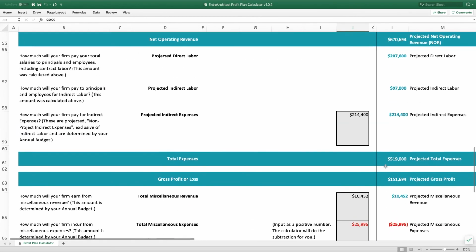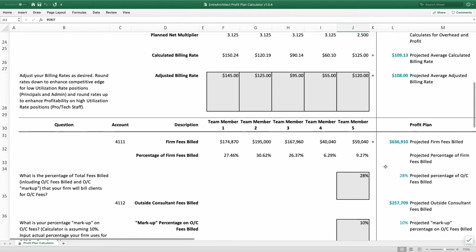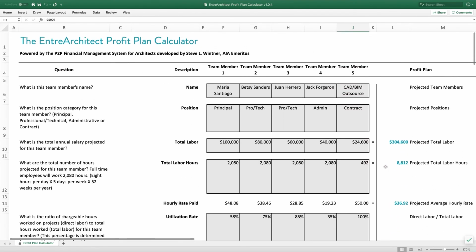And so this calculator is taking all of the information that we've developed with the profit plan through Steve's P2P financial management system and plugs it in here as a calculator. Just read the questions, answer the questions, plug in the gray fields, and all the math is done for you. So that's the EntreArchitect Profit Plan Calculator. That's available over at the Profit Guide. You can download that and use it to develop your profit plan.